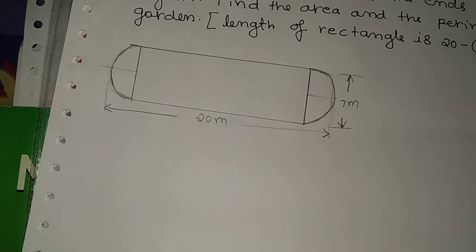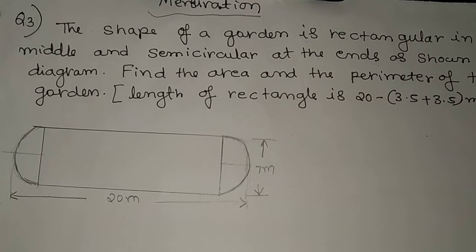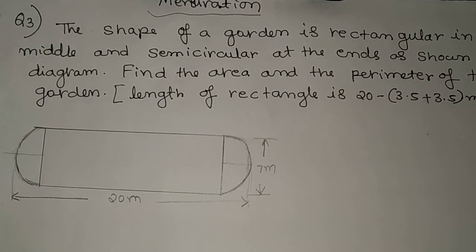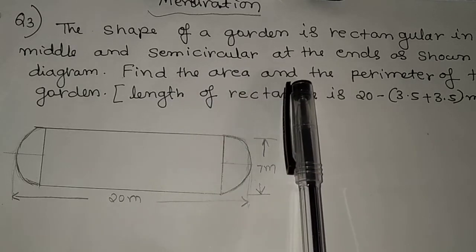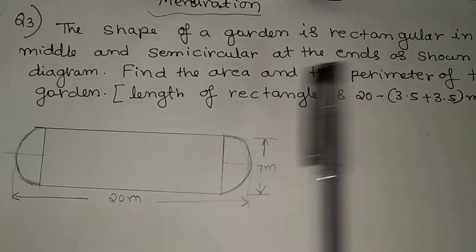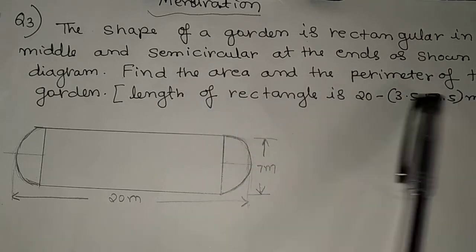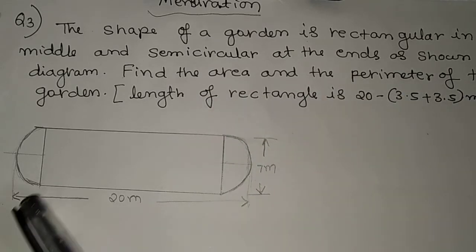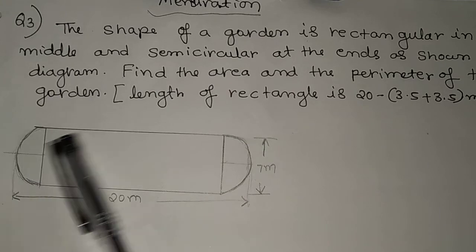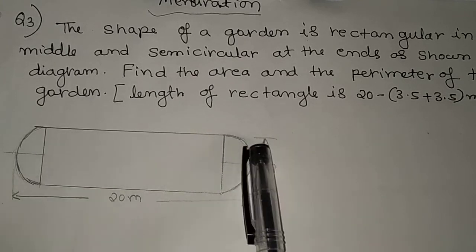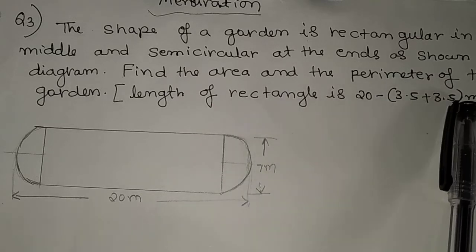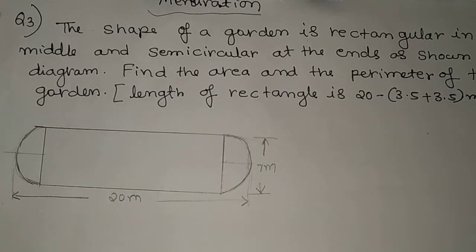So third one here, the question given is, the shape of the garden is a rectangle in the middle with semicircles at the ends as shown in the diagram. Find the area and perimeter of this garden. So the shape of the garden is like this, a rectangle inside and a semicircle at the ends as shown in the figure. Find the area and the perimeter of the garden.